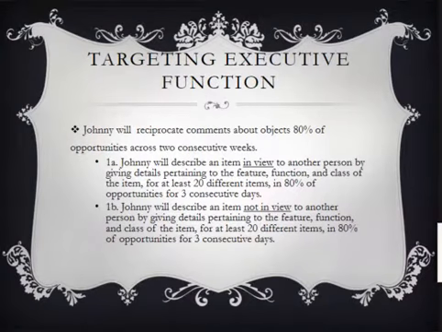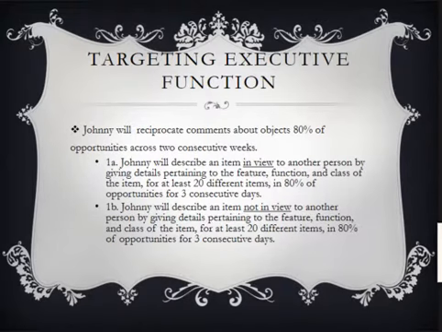So an example of this would be Johnny is looking at a shoe. There's a shoe in front of Johnny. And Johnny tells you, like, you wear shoes on your feet. You wear shoes to do this. So he would describe the feature, the function, and the class of the shoe while he's looking at it. And he would do that for 20 different items.